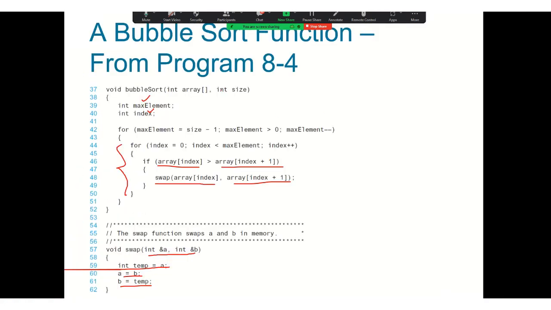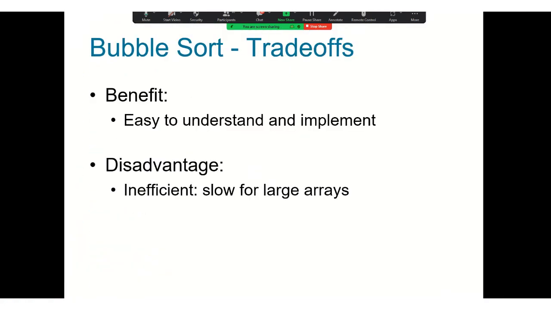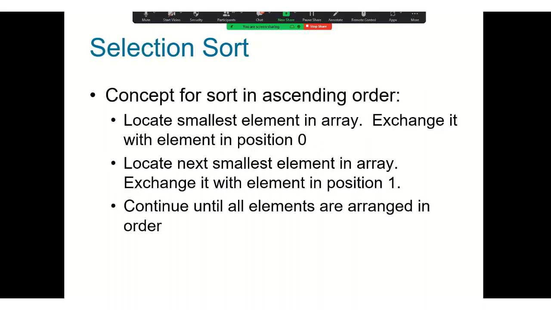Let's move on to the next part. Of course, the benefit is that it is easy. We understood it pretty easily and we implemented it without any problem. The disadvantage is it's very slow because you have to go through multiple passes. For each pass there is a nested for loop, which is very inefficient. So next thing is the selection sort. This is the last one.